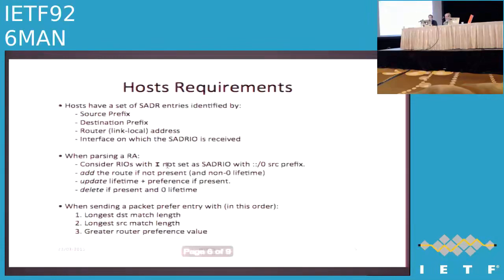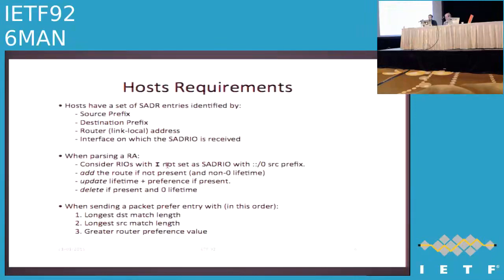Next slide, please. Now let's move a little bit into the details about the host requirements. Right now, with RFC 4191, hosts maintain a list of entries. Entries are identified by destination prefix, next hop router address, and the interface on which the router is. This proposal just implies that you add one more field in these entries. This field is the source prefix. It's as simple as that on the entries point.